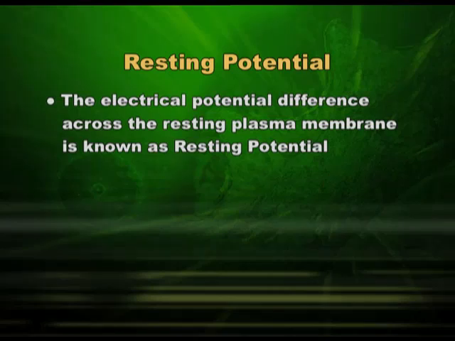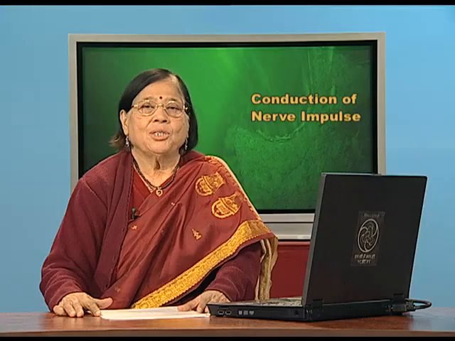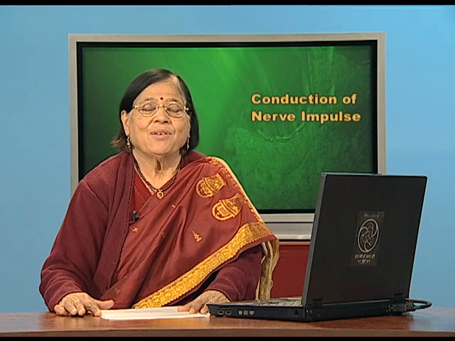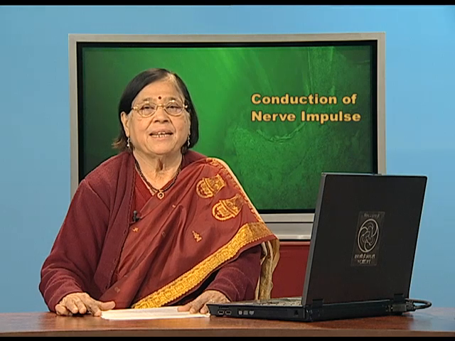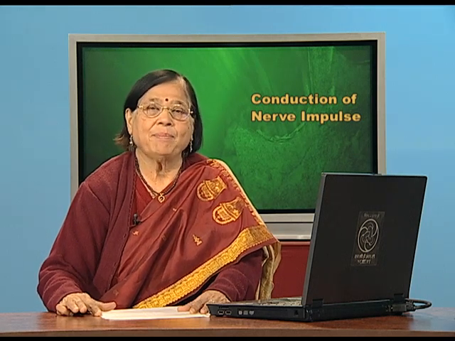Now, I explain to you that because cell is resting, a resting potential is created by all this situation which we have understood so far. So, what is resting potential? The electrical potential difference across the resting plasma membrane is resting potential. I repeat, the electrical potential difference across the resting plasma membrane is resting potential. So, children, in today's episode, we have understood how resting cell behaves, the nerve cell in a resting condition when stimulus is not applied to it.